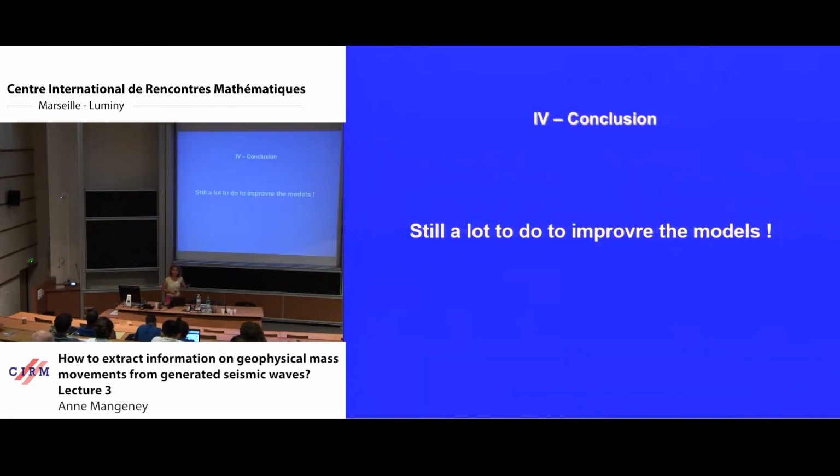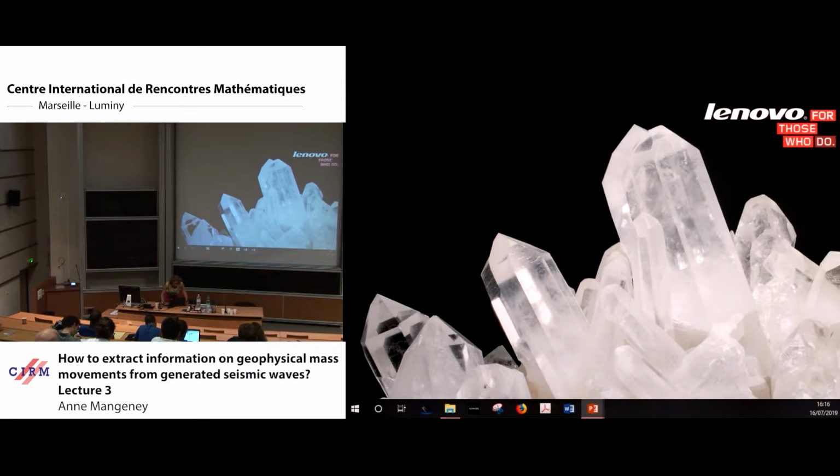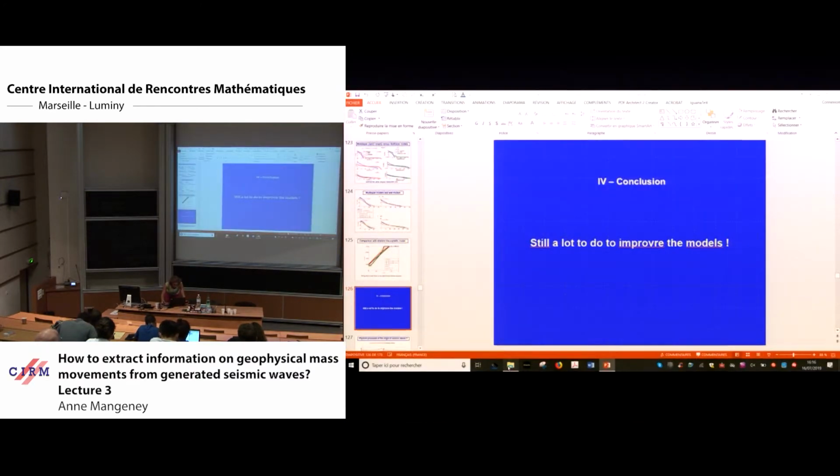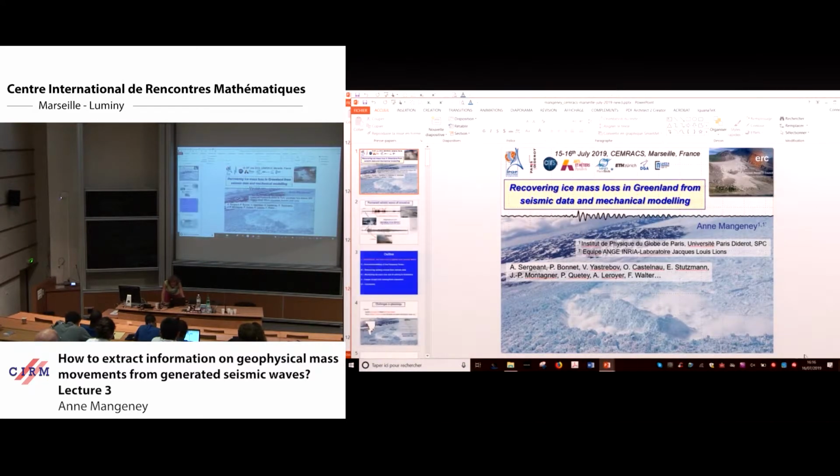The conclusion of this part is that, as you see, there is still a lot of things to do to improve the models at the continuum scale, as the one I showed you before, but also for discrete element model that we could use for interpretation of high-frequency data. So it was 15 minutes to finish this part, and now I will go to the last part of last talk, which is related to a completely different environment.